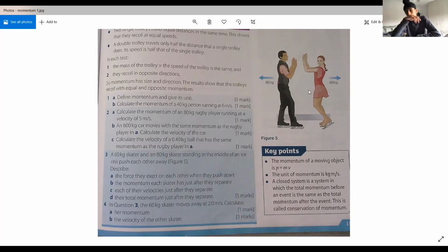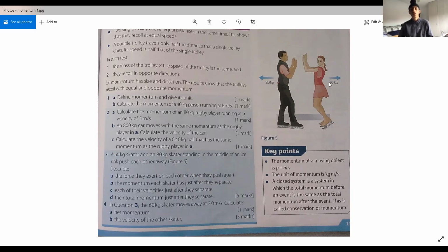And that's the reason why. If momentum is the same, mass times velocity, this 60 kilogram will be multiplied by a bigger velocity, whereas that 80 will only multiply by a smaller velocity if the two momenta are equal.